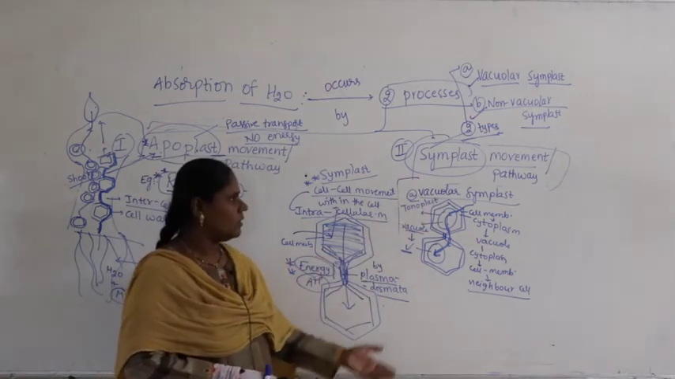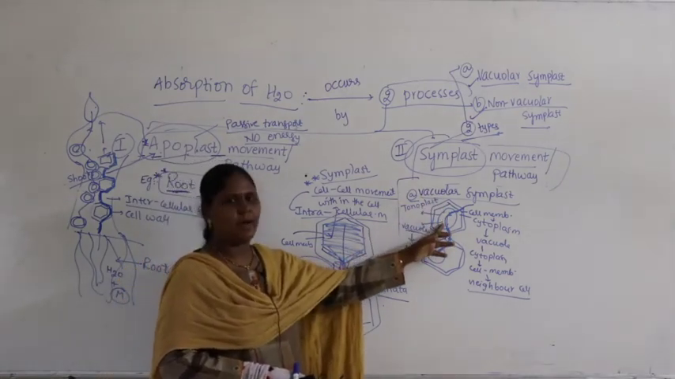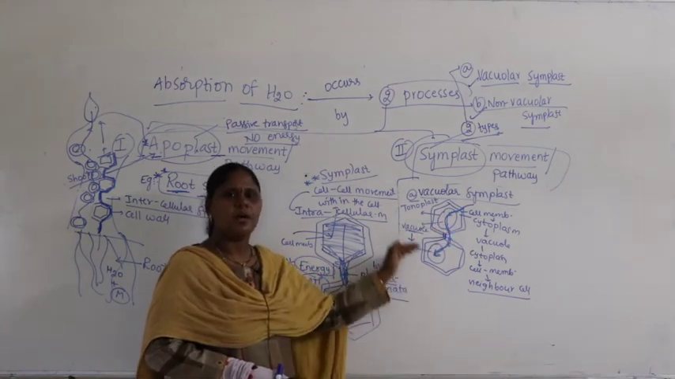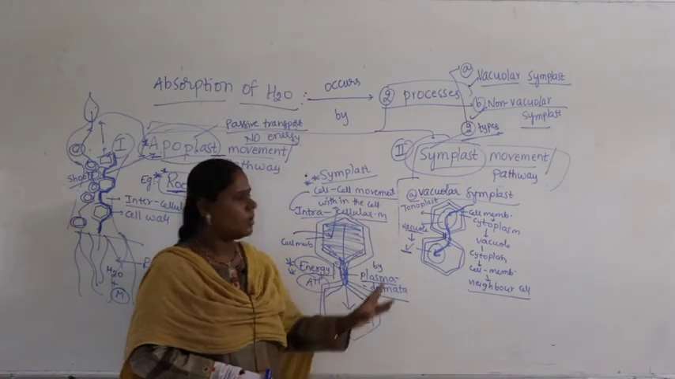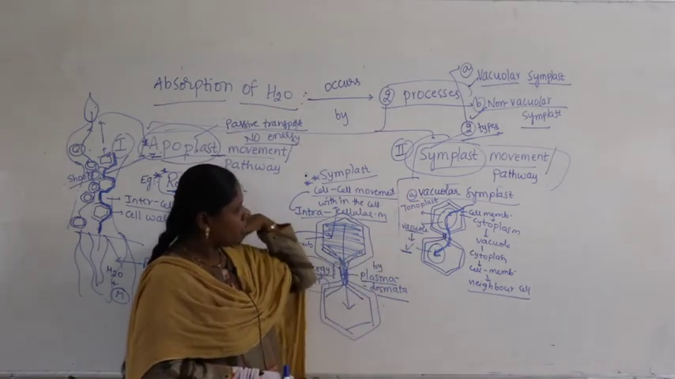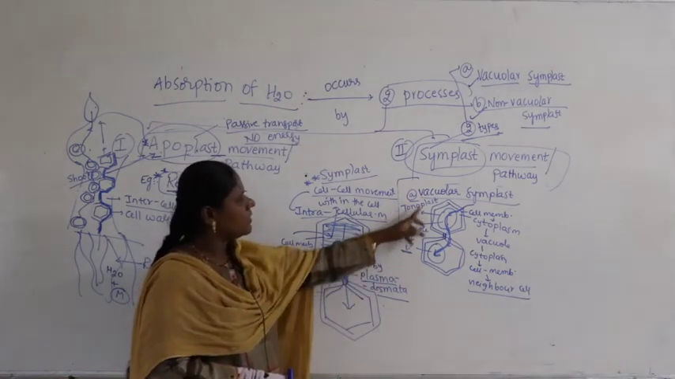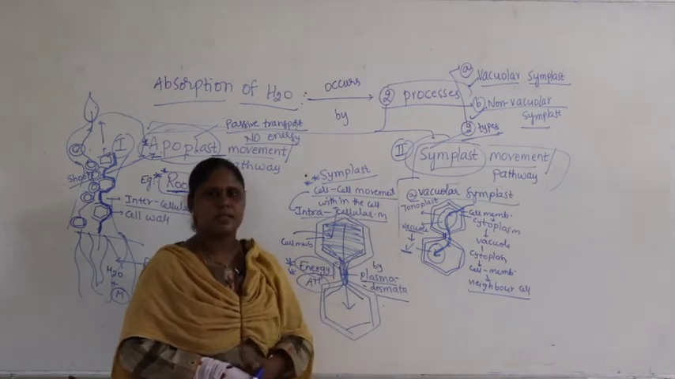What are we discussing here? Within the cell it enters into the vacuole, and from there again enters into the next neighbor cell. In the next neighbor cell, where? The vacuole. So what's happening here? Vacuole to vacuole movement is happening. That's why it's called vacuolar symplast.